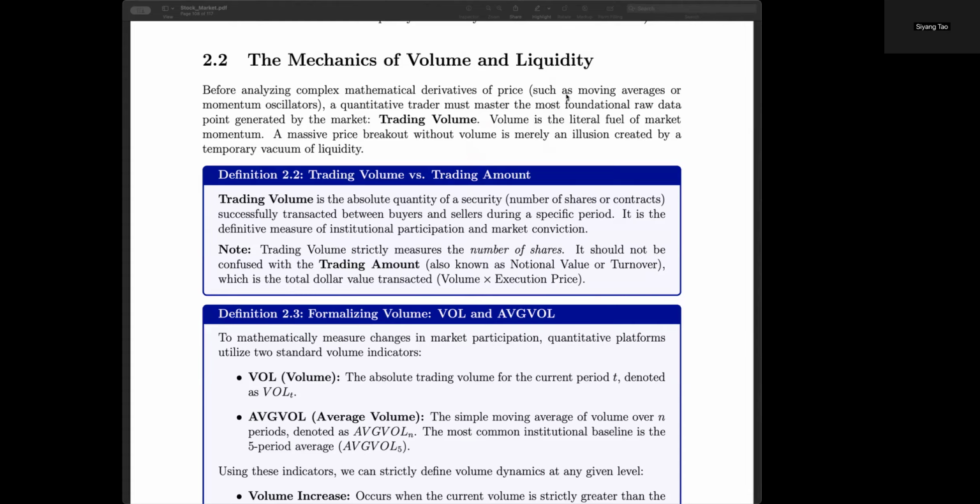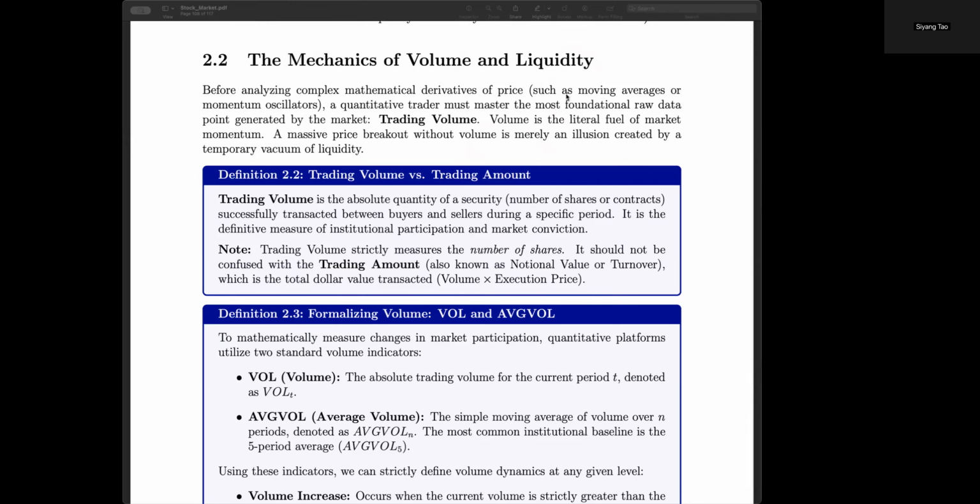Before we look at moving averages or complex oscillators, we have to master the most fundamental raw data point in the entire market, trading volume. Volume is the literal fuel of market momentum. A massive price breakout without volume is merely an illusion created by a temporary vacuum of liquidity.